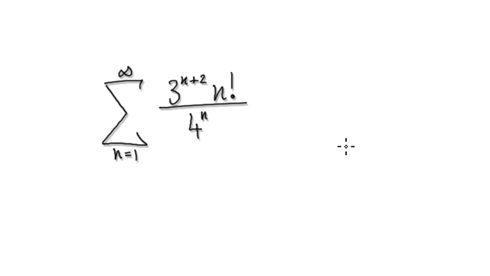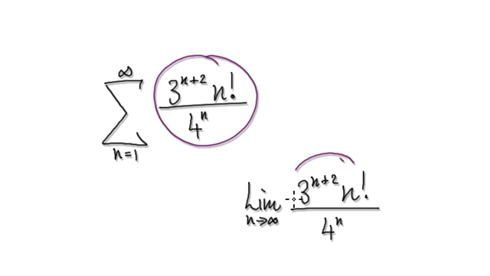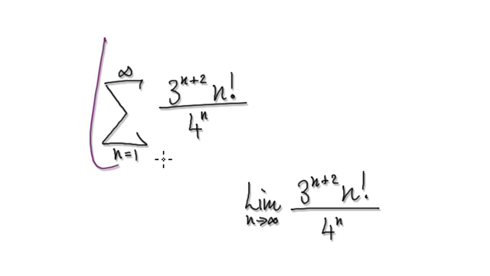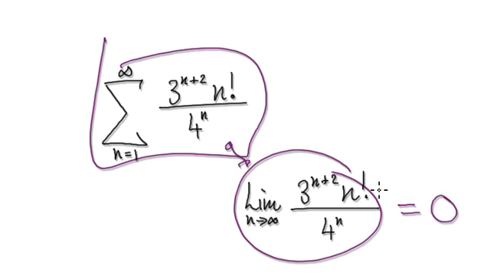Okay, so to do this, the first thing you should do is to perform the nth term test. With the nth term test, you're trying to find the limit of this thing here as n heads towards infinity. In order for our series to converge, this limit must equal 0. If it's anything other than 0, then it's going to diverge.